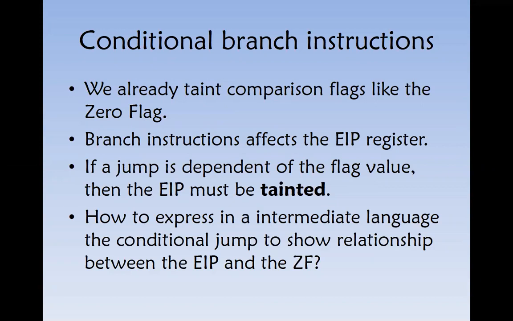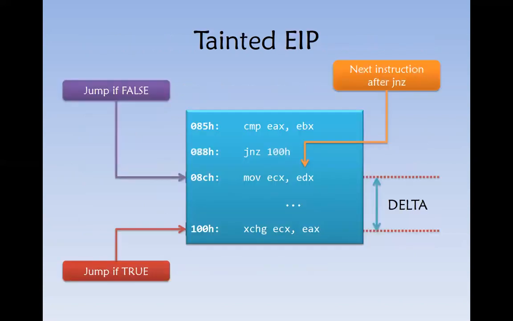All right. So the question then is, how do you express in the intermediate language the conditional jump, and that shows the relationship between the zero flag and the EIP or the instruction pointer. One way to do it is to think about the delta between the EIPs, that is the distance in terms of how many bytes there are between the instruction just following the JNZ and the instruction that is the start of the other branch.